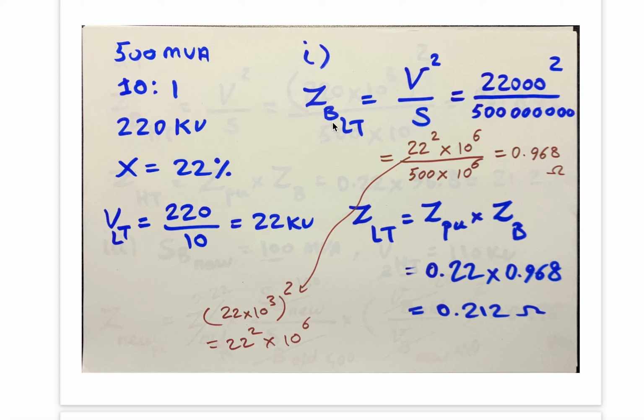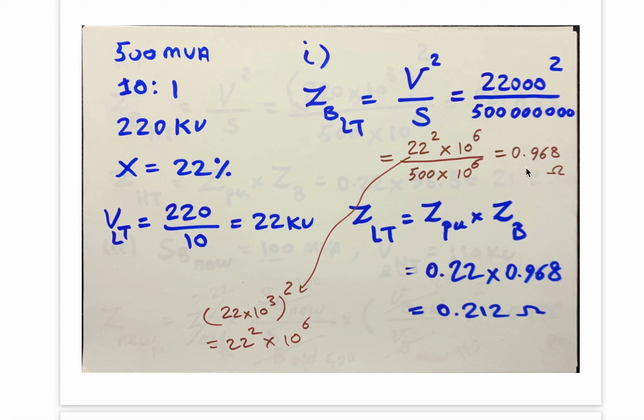Z base or base impedance on the low tension side. In general, impedance equals V squared divided by S. V on the low tension side is 22,000, because if this is the ratio of the transformer 10:1 and you say primary is 220 kilovolt, then the low tension side or secondary side is 22 kilovolt. It's 10 times less. So 22,000 squared divided by S, or apparent power, is 500 MVA. So that is 500 million volt ampere.